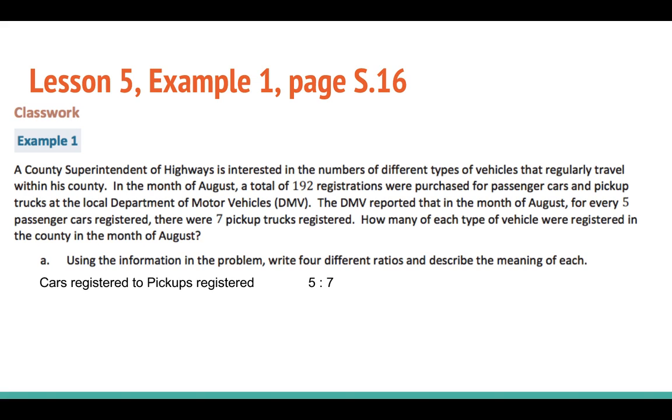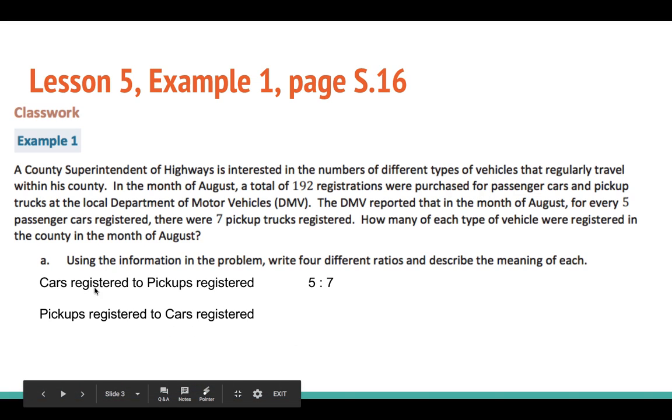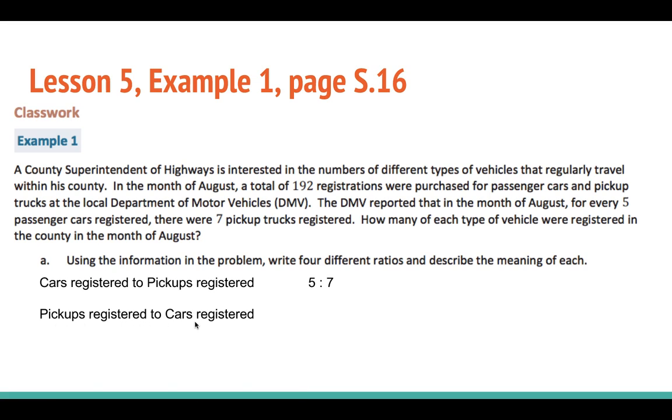Okay. The easiest ratio that we can see there are the cars registered to pickups registered, and that was 5 to 7. The next one we can look at are pickups registered to cars registered. So write down what ratio you think that is. These 2 ratios are what we would consider part to part, right? So we have cars to pickups and pickups to cars. That's not our total number, right? That's just us comparing cars and pickups. So those are part-to-part ratios.